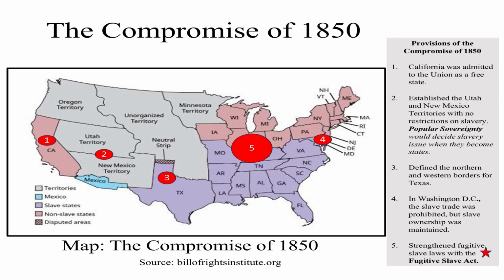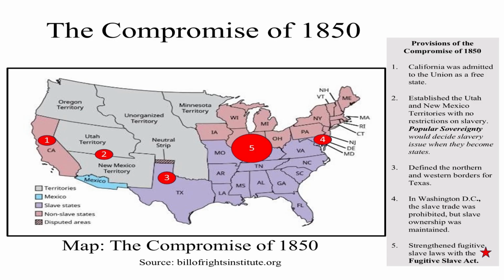This compromise became known as the Compromise of 1850 and had 5 provisions. First, California entered as a free state. 2, it established Utah and New Mexico territories with no restrictions on slavery. Popular sovereignty would decide the slavery issue when they became states. In other words, the people in those territories would decide for themselves whether they would be slave or free.